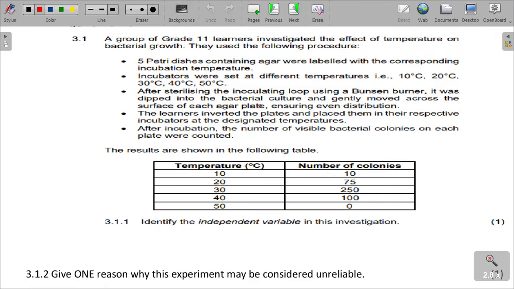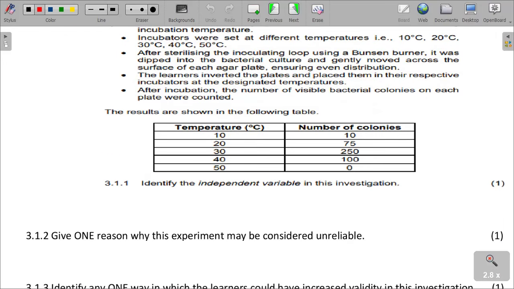After sterilizing the inoculating loop using a Bunsen burner, it was dipped into the bacterial culture and gently moved across the surface of each agar plate, ensuring even distribution. The learners inverted the plates and placed them in their respective incubators at the designated temperatures. After incubation, the number of visible bacterial colonies on each plate was counted.